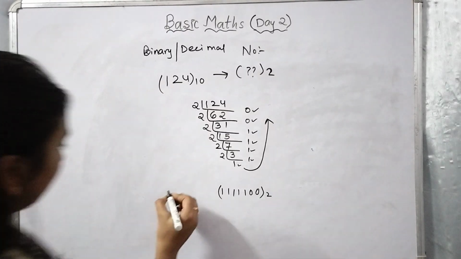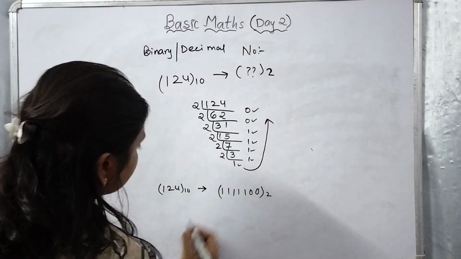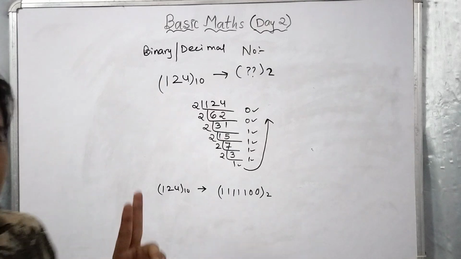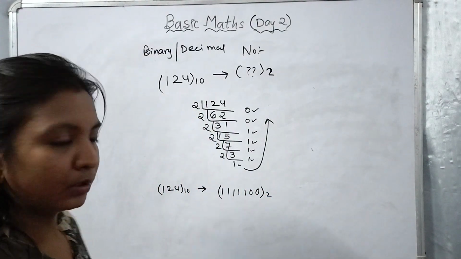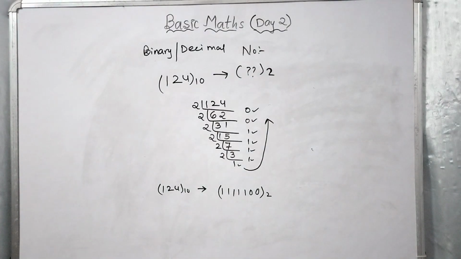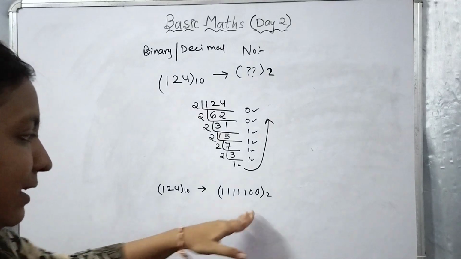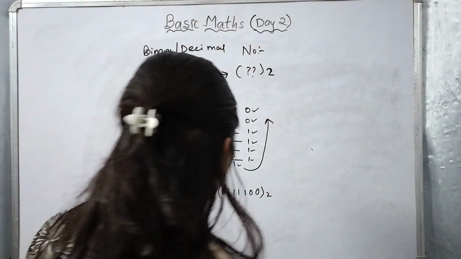So 124 can be converted into this, which is our binary form. As I told you, binary consists of only two numbers, that is 1 and 0. So this is converted to binary. Now let me teach you how to convert binary into decimal. So let's take this example. It will be our check of whether what we did was right or wrong.